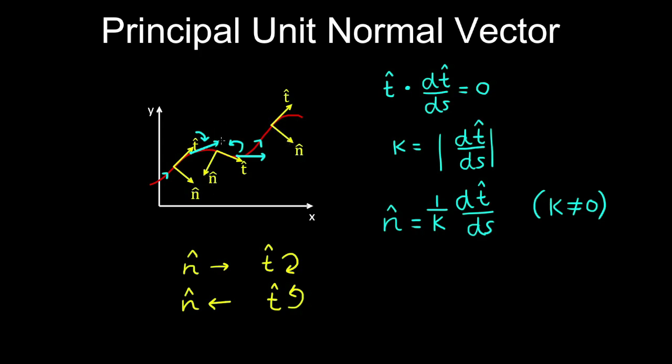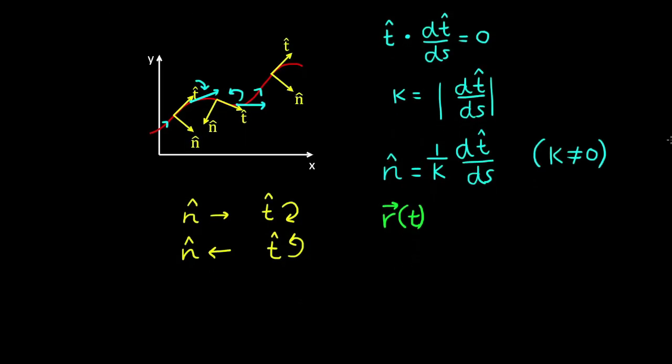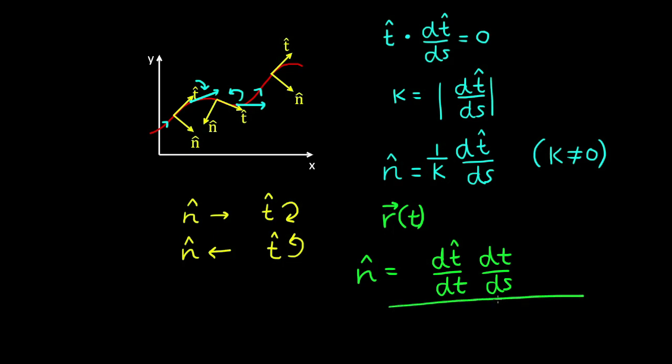Now suppose we're given a smooth curve defined by the position vector function of the parameter t, rather than the arc length parameter s, then we can use the chain rule to rewrite the principal unit normal vector. So we can write n hat is dT/dt by dt/ds using the chain rule, and that's divided by the magnitude of this vector.